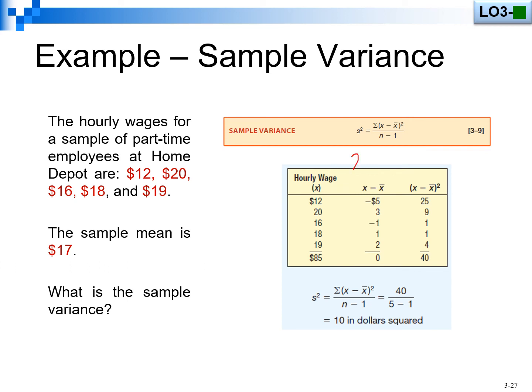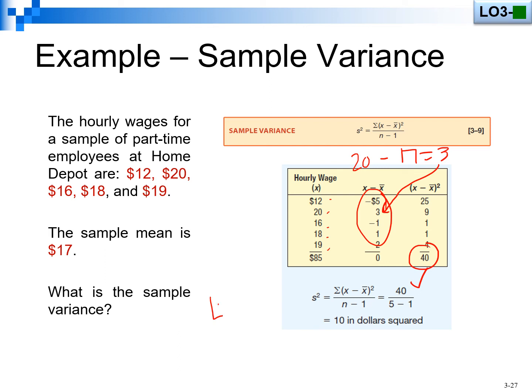If you took 20 minus 17, that would give you 3. That's what they would have got right there. And so what they did is they did that for each one of these. And notice again, you might get a couple negatives. And then the next column, you want to square everything. So negative 5 squared is 25, 3 squared is 9, and so forth. You add them up, you get 40.